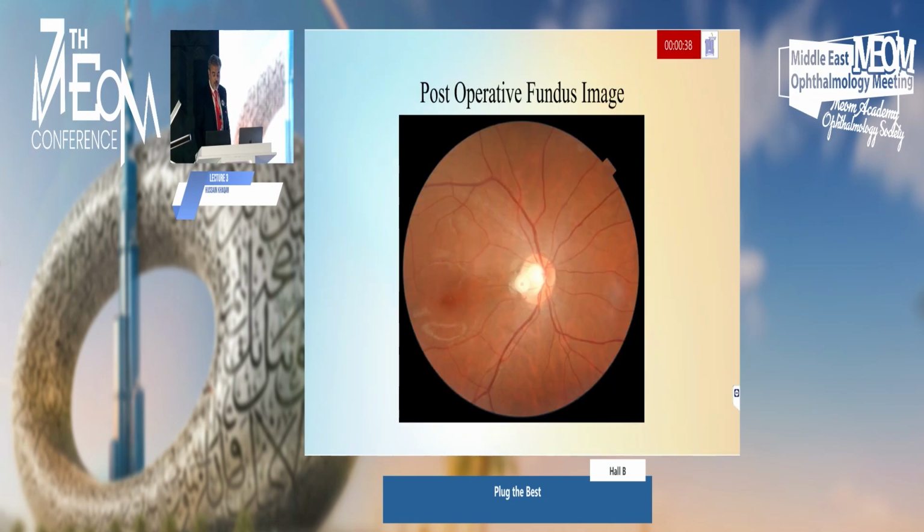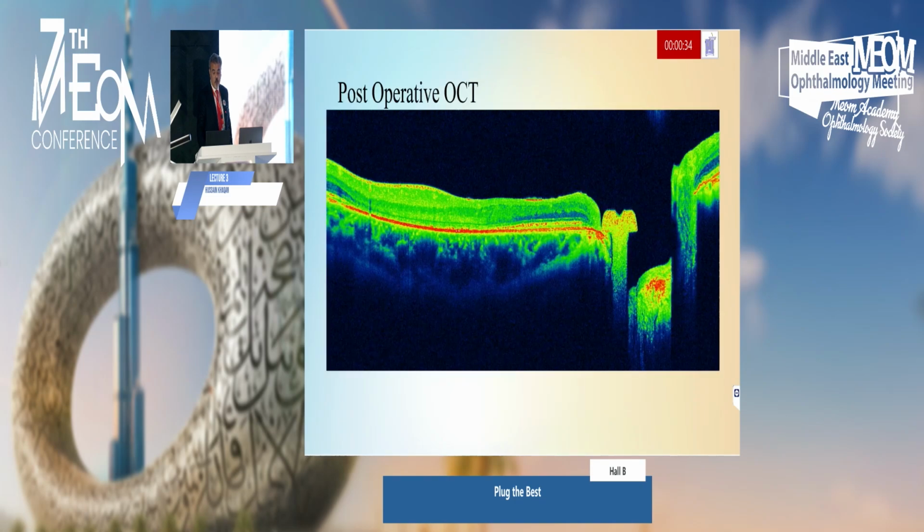These are the post-operative fundus images. Here you can see the punctal plug is nice, the serous detachment is going, and this is after 4 months of this treatment. The patient went from counting fingers to reach 6/9. We are following this case for the last 9 years. This was among our first few cases.